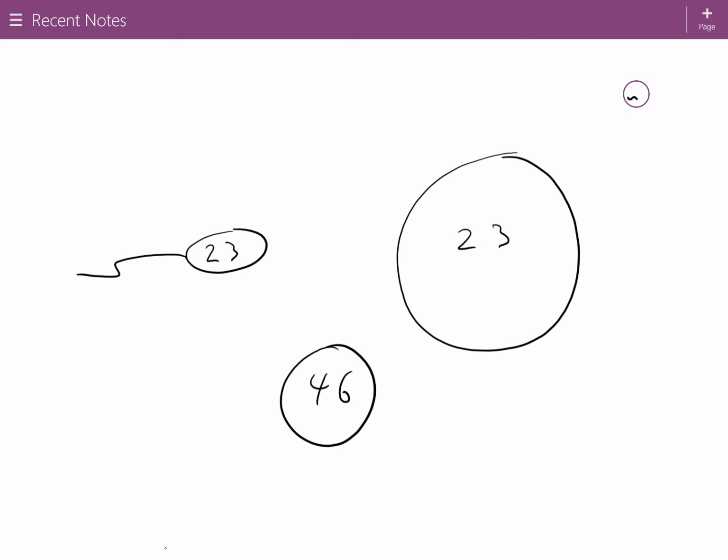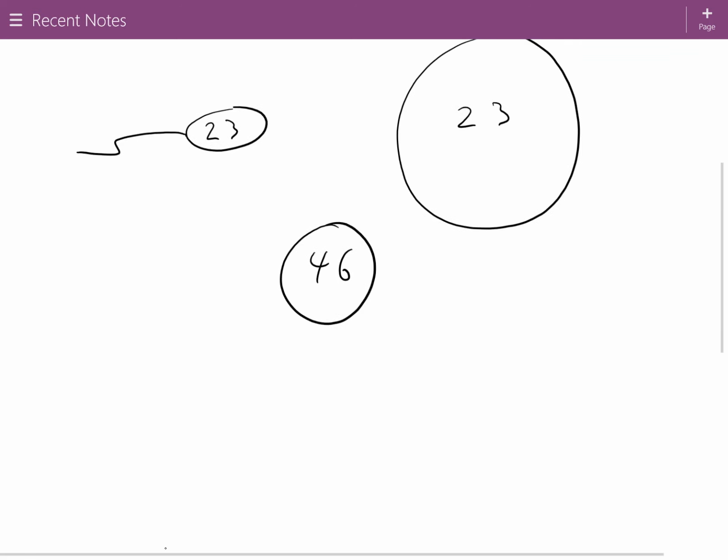Now, depending on which genes you inherit from your father and your mother, you'll get a different genetic makeup in the embryo. So you might inherit the gene for blue eyes or the gene for brown eyes. So there's going to be variation within you. You're not going to be exactly the same as your father or your mother because you're getting some DNA from your father and some from your mother.